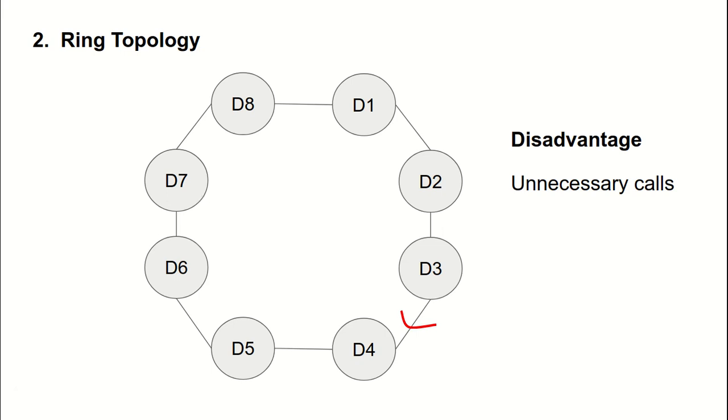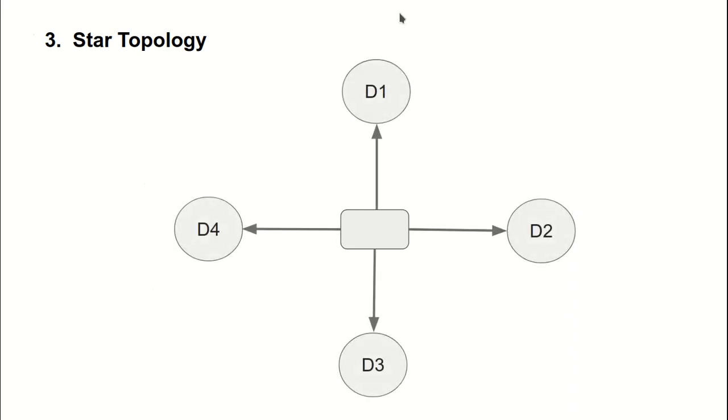Now let's move to another topology, and that is the star topology. In this topology a central device is present and all the devices are connected to it. As you can see, all the devices are connected to this central device. If I want to send the data from device 1 to device 3, then the data will first have to go through the central device and then go to device 3.